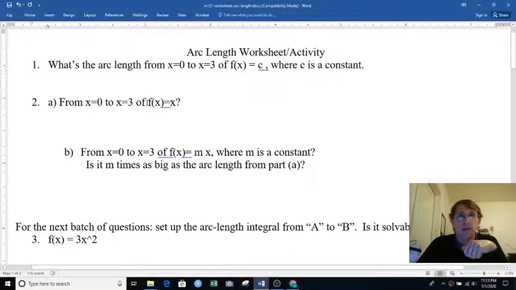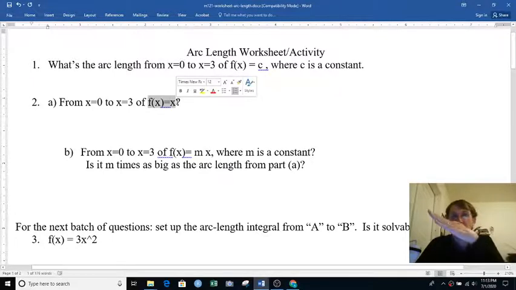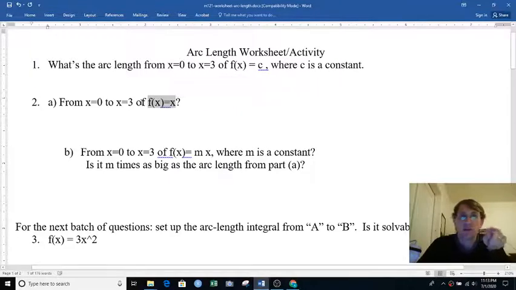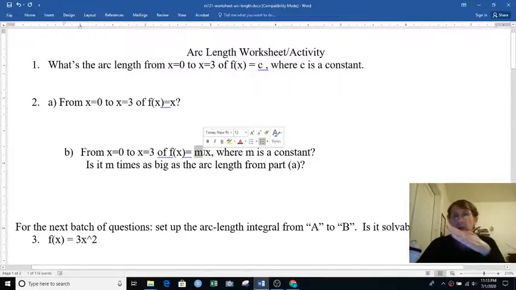How about a slanted 45-degree line? You could probably figure out the arc length of that without needing calculus, and then you could go back and do it with calculus and check. And then what about a slanted line with some other slope?